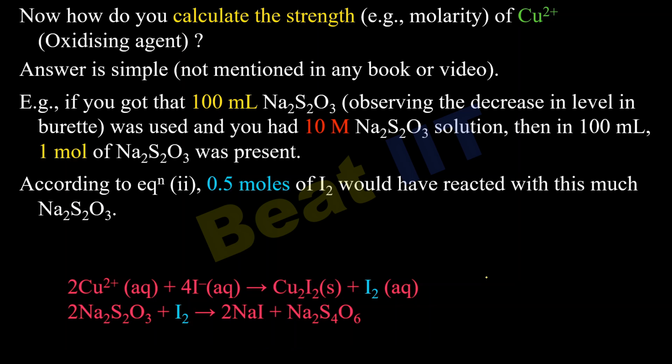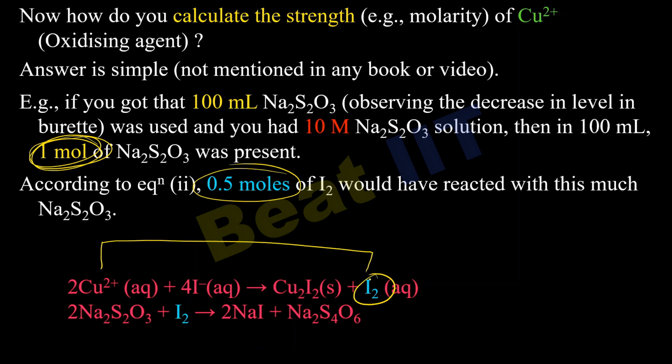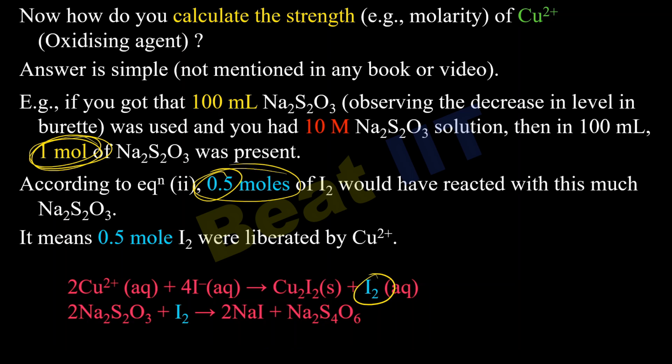From here, we will calculate how much iodine was liberated, because for every 2 moles, 1 mole of iodine is liberated. So here we have 1 mole of sodium thiosulfate used, it means half of that will be iodine. So 0.5 moles of iodine was liberated. And then again we have the relationship that for 1 mole of iodine, 2 moles of copper sulfate will be used. So for 0.5, double, that is 1 mole of copper sulfate was there. So it means 0.5 mole of I2 was liberated by Cu2+, and hence we can say that 1 mole of copper sulfate was present.